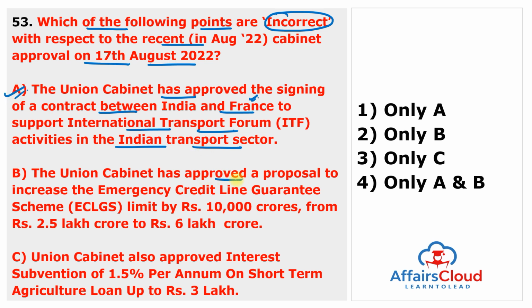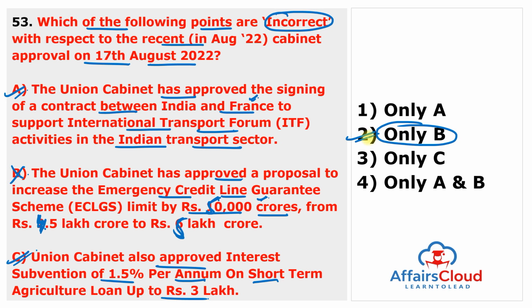So the Union Cabinet has approved a proposal to increase the emergency credit line guarantee scheme limit by 10,000 crore. This is a wrong statement. This is increased by 50,000 crore from 4.5 lakh crore to 5 lakh crore. So this statement is wrong. So the Union Cabinet also approved interest subvention of 1.5% per annum on the short-term agricultural loan up to 3 lakh rupees. This statement is also a true statement. So the only incorrect statement is B. So the answer of this question is only B.